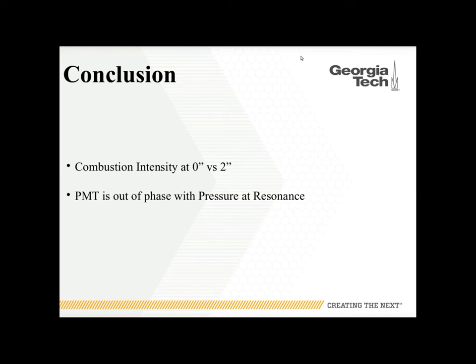Concluding all this, it is worth noting that the combustion intensity at 0 inches is greater than the intensity at 2 inches, showing that a tube in resonance has a higher combustion intensity. Also, it is worth noting that the photomultiplier is out of phase with the pressure transducers, showing that the heat release and pressure oscillations feed off of each other in constructive interference.